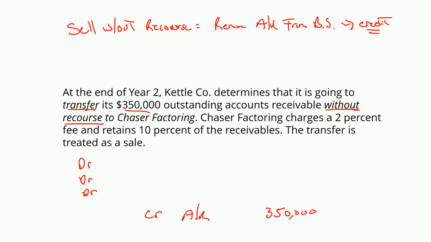Okay, so what are all the debits? Well, we're going to get cash. You do that last. That's going to be your plug figure. Okay, you're going to have a loss on sale. Okay, what's our loss on sale? You ready? The factor charges a 2% fee. That fee is a loss on sale.